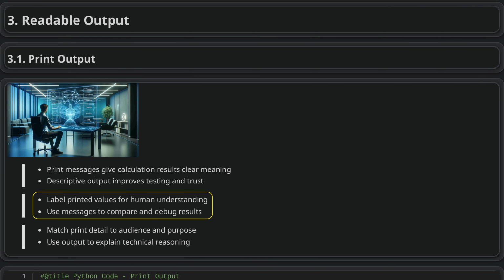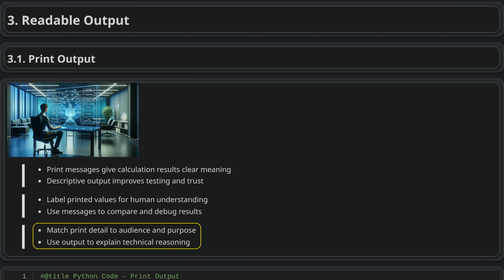When printing results, make the output meaningful to people, not just proof that the program ran. Raw numbers can be confusing, especially when several appear together. So label values such as pipe diameter or pressure drop clearly. Clear output helps others compare results, reproduce calculations, and spot problems during debugging.